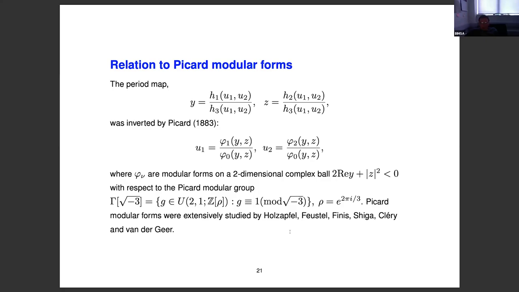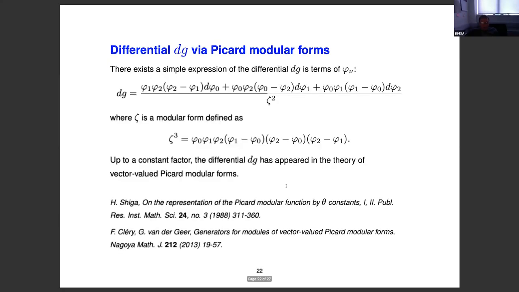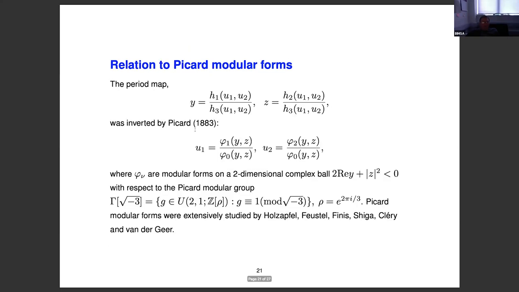These modular forms were well studied in the literature. So here are some names. Holzapfel wrote a book about these modular forms, just these particular modular forms. Right? So let me show you one more slide. Remember these modular forms, phi 0, phi 1, phi 2. These are called Picard modular forms on the Picard modular group.